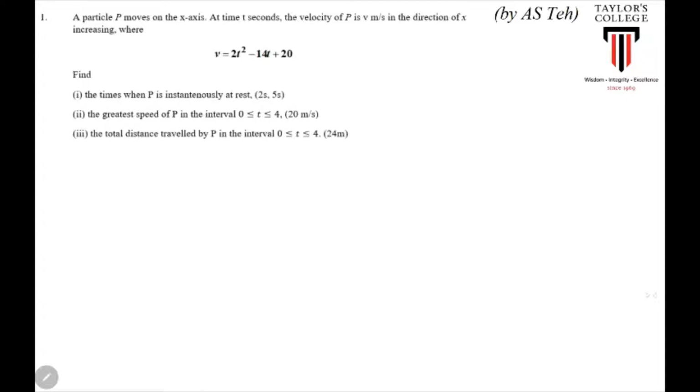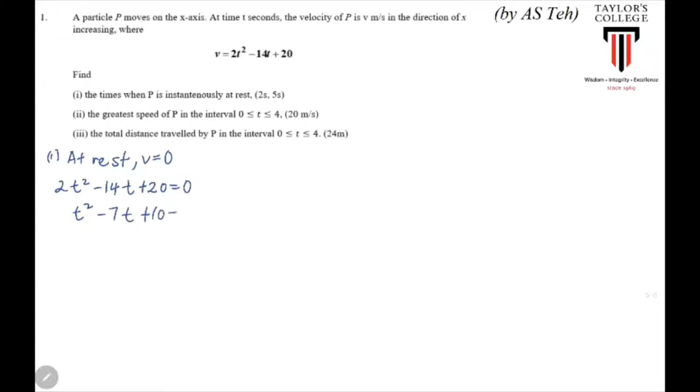Okay, so looking at the first question, it asks what are the times when the particle P is instantaneously at rest. What this means is when it's at rest, the velocity is equal to 0. Therefore, if I equate 2t squared minus 14t plus 20 equals 0, I should be able to solve for the roots.